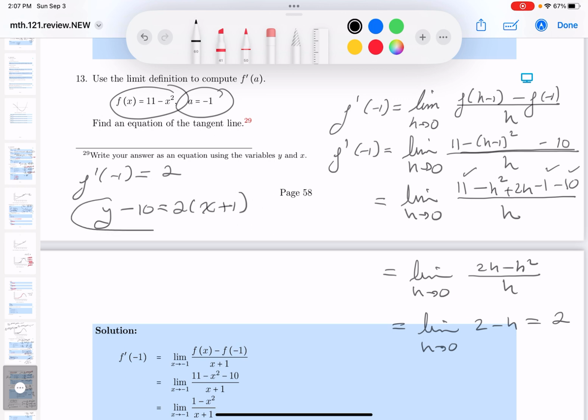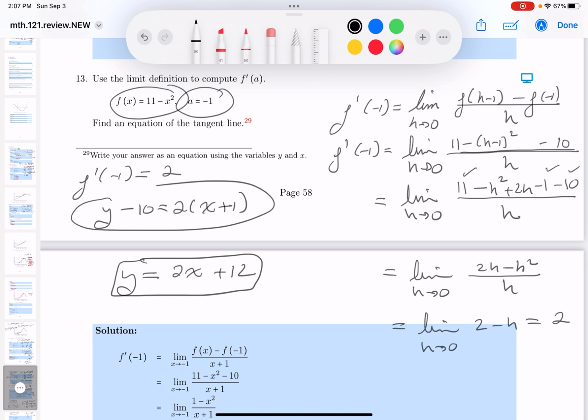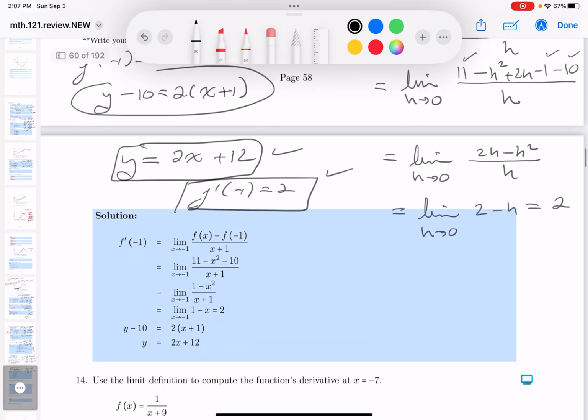Now, granted, I would say it's an answer, but I realize that most students want to write down y equals mx plus b. Let's go through that. You would get 2x plus 2 plus 10, or 2x plus 12. Right? There were two things asked. One was what's f prime at minus 1. I claim it's 2. The other thing that was asked was the equation of the tangent line.